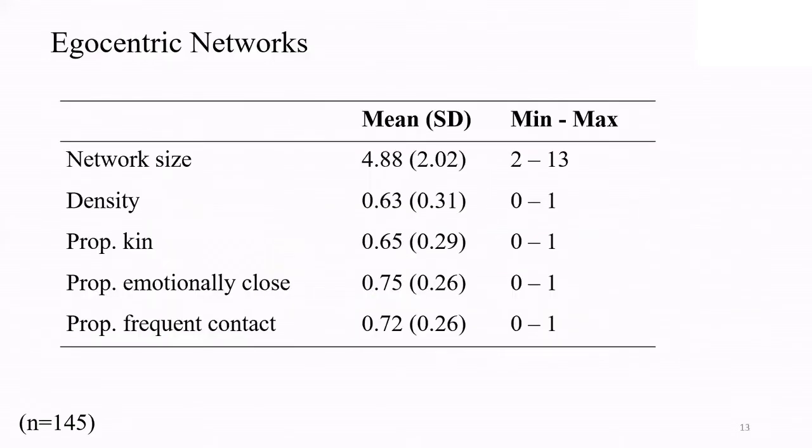Turning now to the network characteristics, we can see that the average participant named just under 5 alters. As with most core networks, these networks were on the denser side and consisted primarily of kin. Furthermore, participants were both emotionally close and in frequent contact with the majority of their alters.